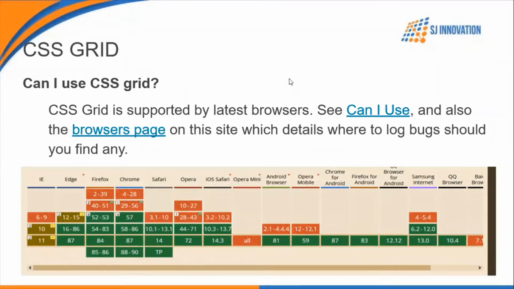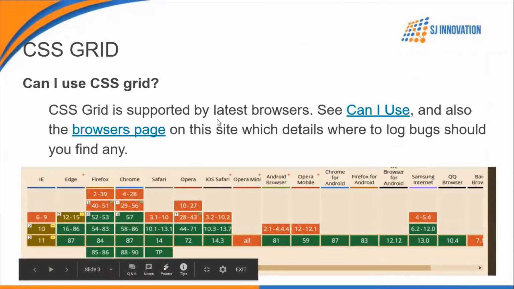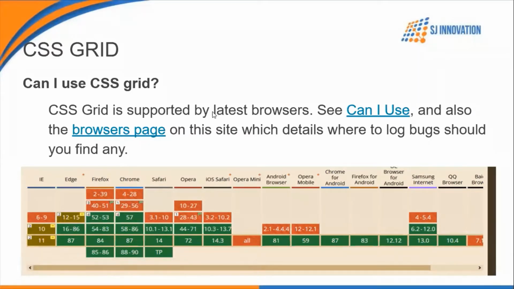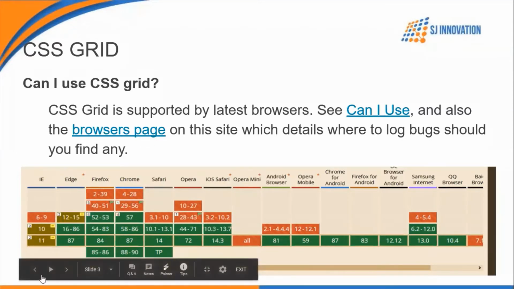In CSS3 or HTML5, we need to check whether a feature will work in each browser or not. From caniuse.com we can easily check whether it will work in the major browsers. I've taken a screenshot, and here you can see that almost all major browsers support CSS Grid, so we can use it in our web page.